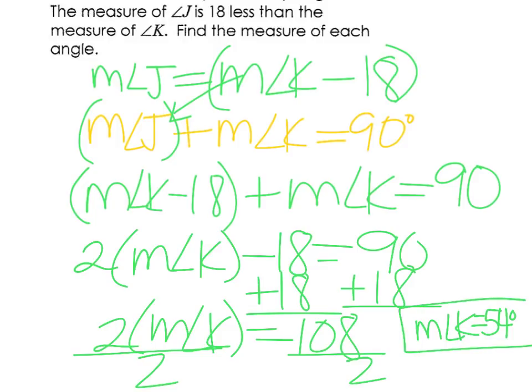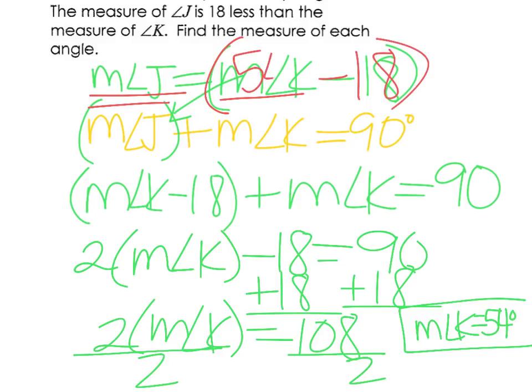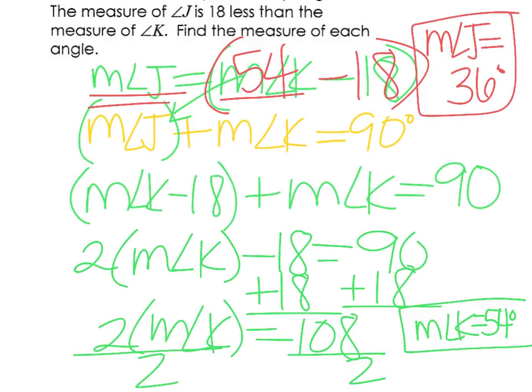Now you found the measure of angle K, but we need to find the measure of angle J. In order to find the measure of angle J, we know it equals the measure of angle K minus 18. So we take the measure of angle K, which we know is 54. 54 minus 18 is going to give us 36. So the measure of angle J equals 36 degrees, because it's the measure of angle K, which we found to be 54, minus 18. And you're done.